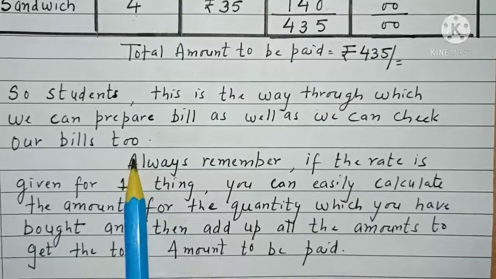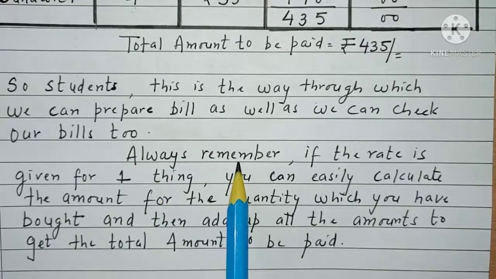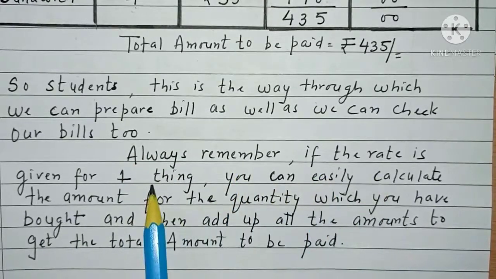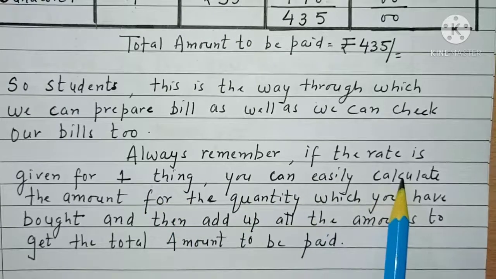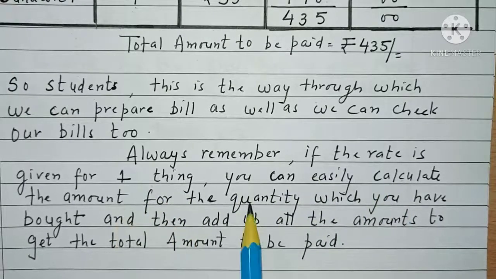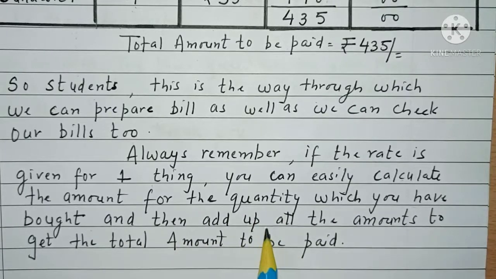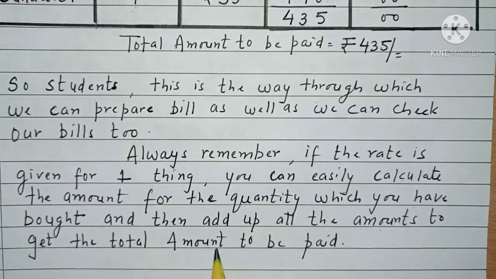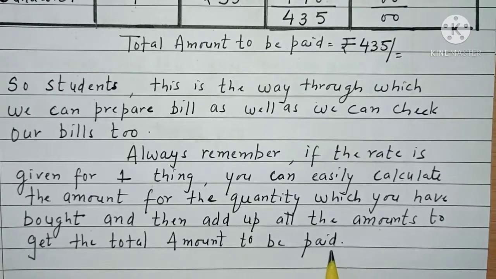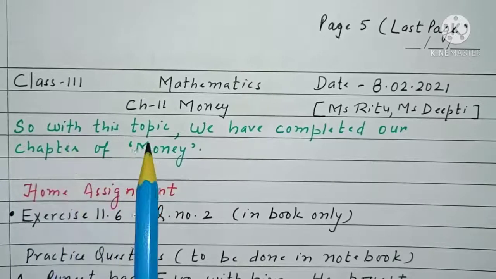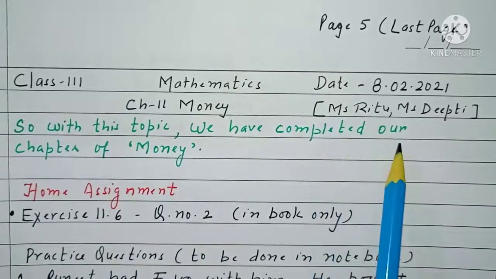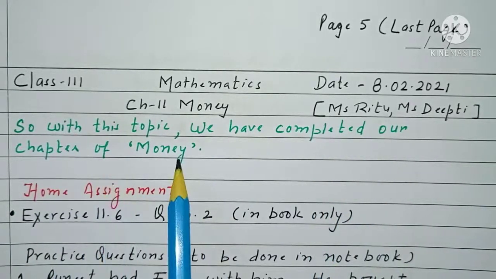So, students, this is the way through which we can prepare bill as well as we can check our bills too. Always remember, the rate is given for one thing. We can easily calculate the amount for the quantity which you have bought, and then add up all the amounts to get the total amount to be paid. So, with this topic, we have completed our chapter of money.